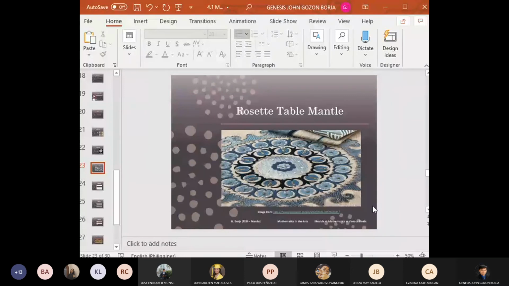Kasi walang linear direction, no? So if you get a design, if you get a motif here, para mabuo mo itong table mantle na to, circular, no? So circular yung gagawin mo. So there will be no linear direction in the replication of the image or the design. So this will be indeed a rosette pattern. But what kind of rosette? Sige, I'll be waiting for your answers. Is this a cyclic or is this a dihedral rosette?